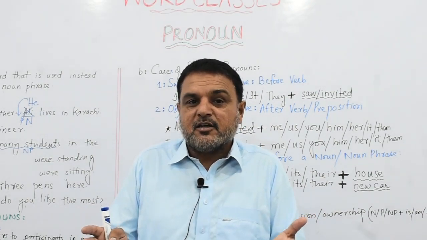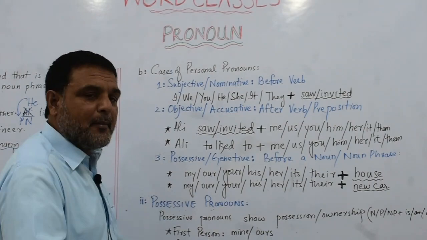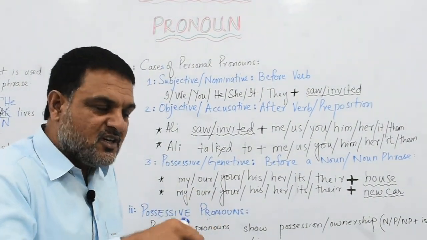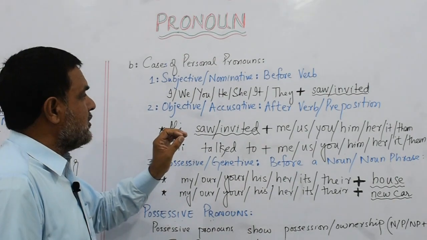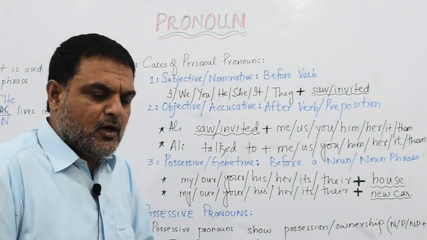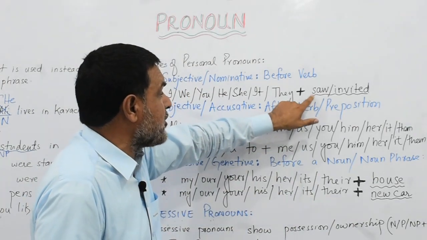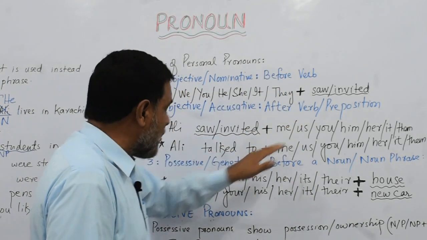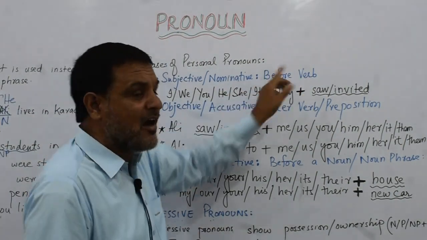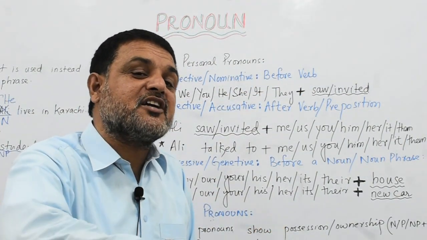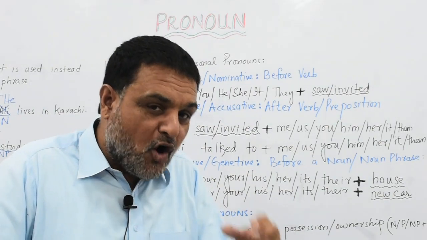And there are 3 major cases of personal pronouns. Let's discuss them. The first case, the first form of the personal pronoun, is called the subjective case, or the nominative case. What is the subjective case of a personal pronoun? What is the nominative case? Remember kids, I have given a formula here. When a personal pronoun (I, we, you, he, she, it, they) is used before a verb, you are going to use a different shape, a different case, a different form of the personal pronoun.